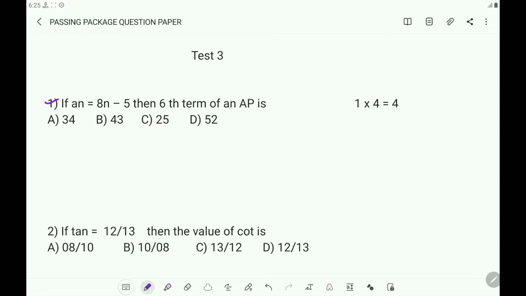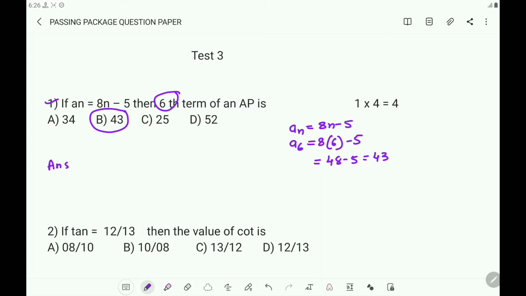So here you take what is given, an equals 8n minus 5. Then we have to find the sixth term, so it is a6. a6 equals 8 into, in the place of n you write 6, 8 into 6 minus 5. 8 sixes are 48 minus 5, that is equals to how much? 43. So what is the answer here? Answer is option B, 43. So write the answer. Option B is 43.